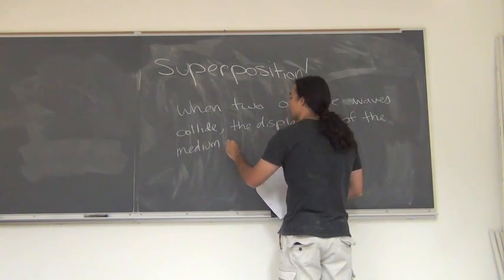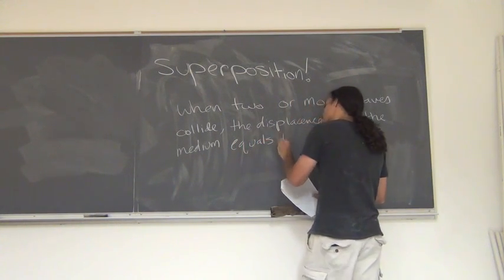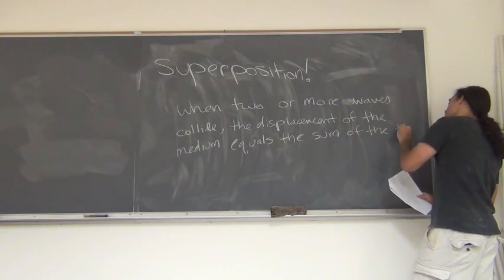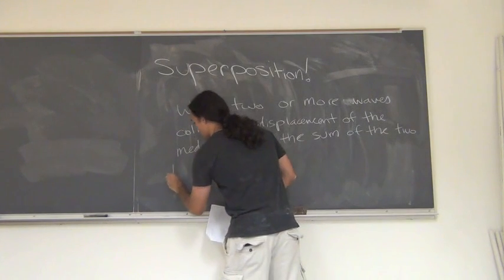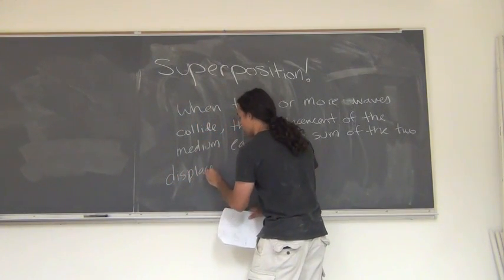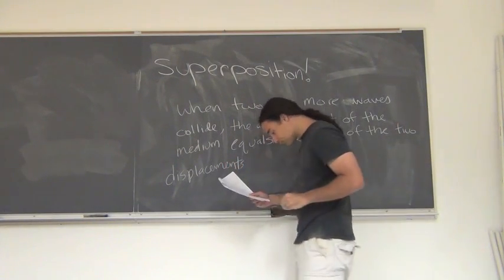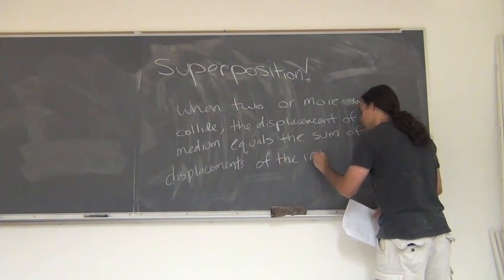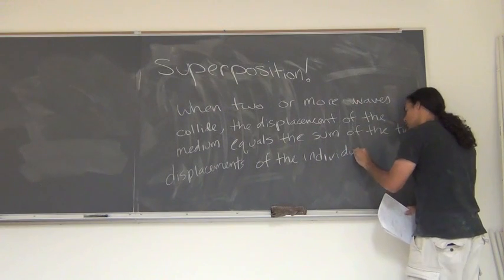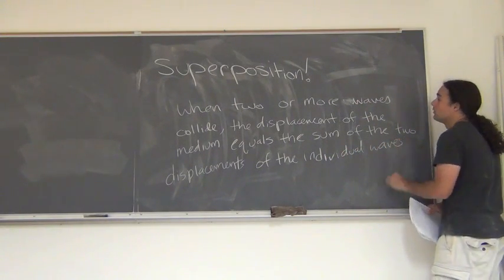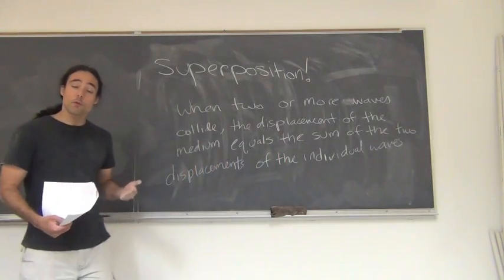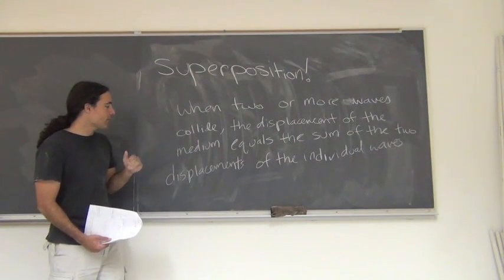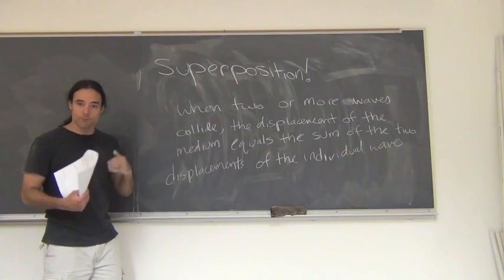equals the sum of the two displacements of the individual waves. This is the superposition principle. When two or more waves collide, the displacement of the medium equals the sum of the two displacements of the individual waves. What does that mean?